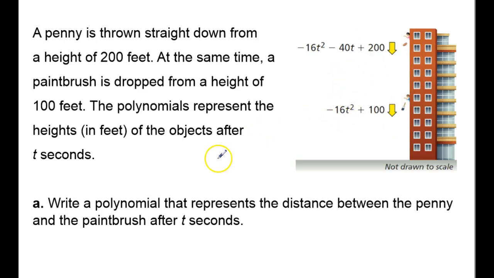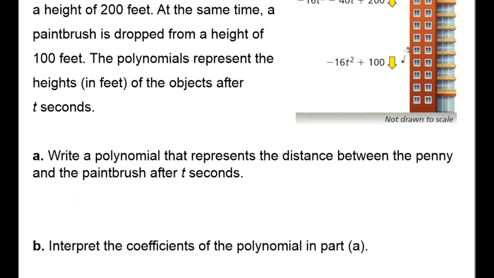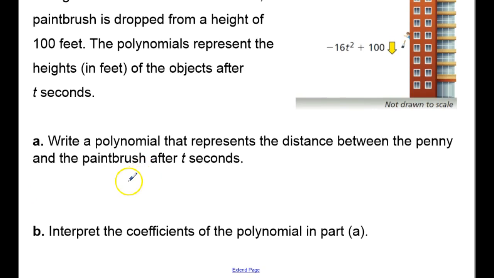Now I'm supposed to write a polynomial that represents the distance between the penny and the paintbrush after t seconds. So I know that I'm going to have to subtract my polynomials, because I'm finding the difference here. And whenever you see a difference, that's subtraction. So I'm going to go ahead and write my equation.